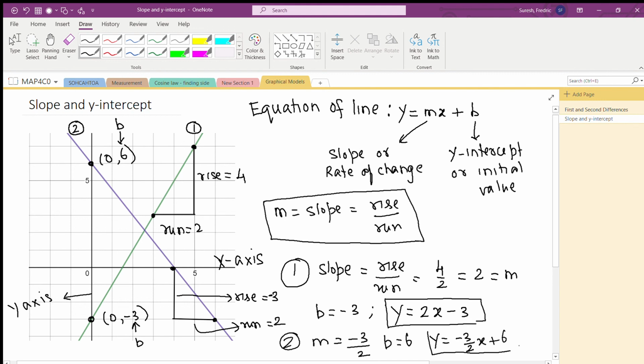So with these examples, you should be able to identify the equation of a line if I give you a graph. Please follow through with the exercises from the sheet, and see you in the next video.